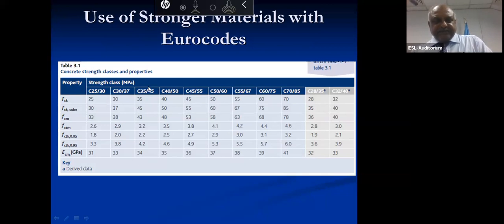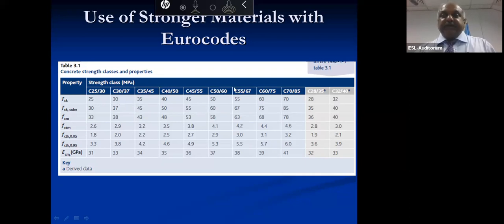And here you can see we have been using 30. Now 30 means cylinder, 37 means cube. And we have been using 35-45, 30-40, that range. Here you get 30-40, 30-37, that type of range. So we have been using 37 cube strength, 45 cube strength, 30 cube strength. If you look at Kaduela Bridge, post tension, 30 megapascal.